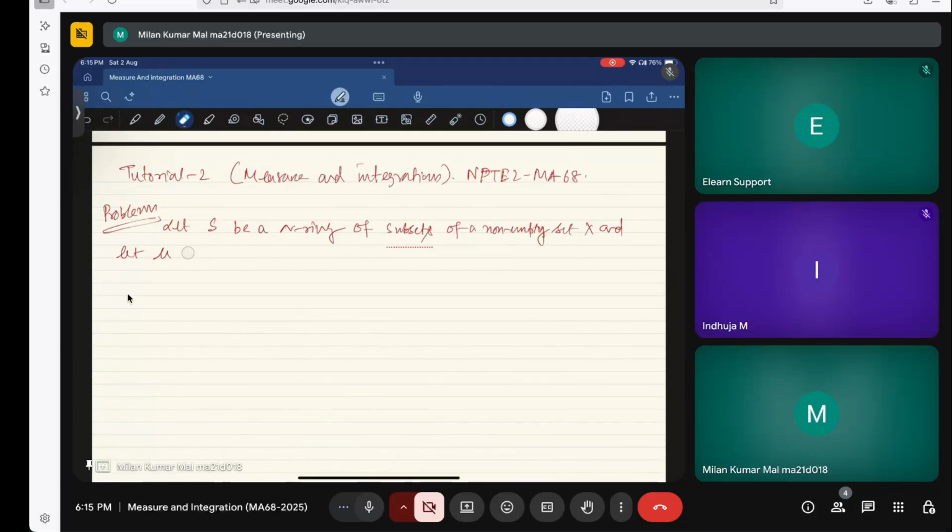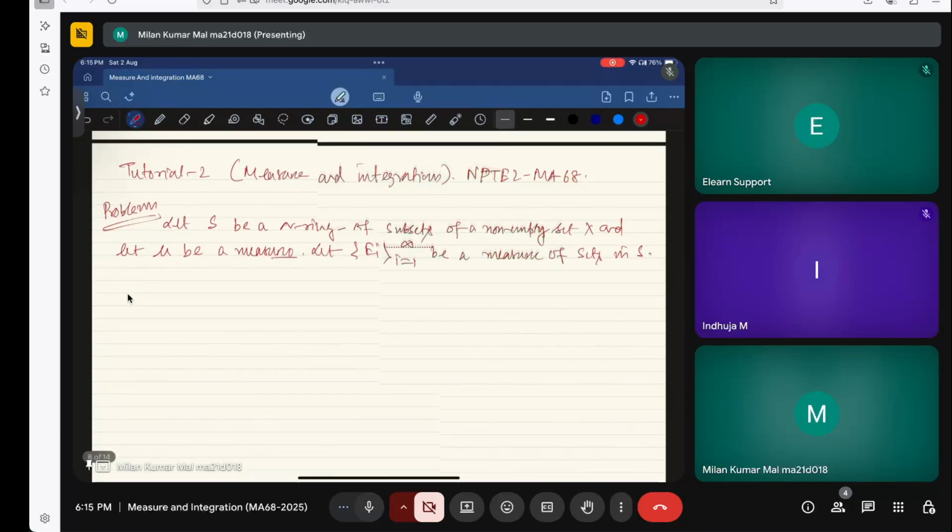Okay, so let mu be a measure, and measure means it is non-negative, zero at the empty set, and it is countably additive on disjoint countable unions. Let En, n equals 1 to infinity, be a sequence of sets in S.